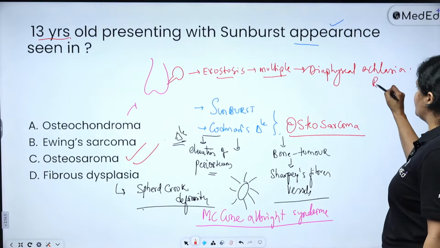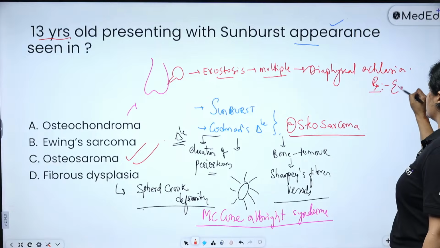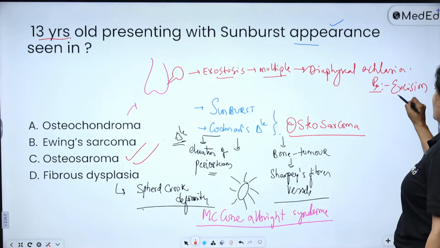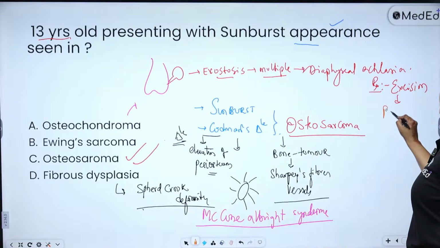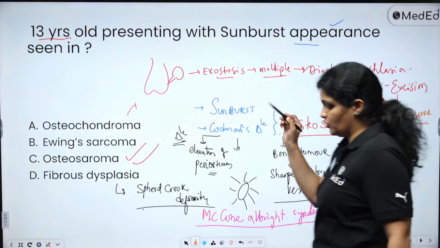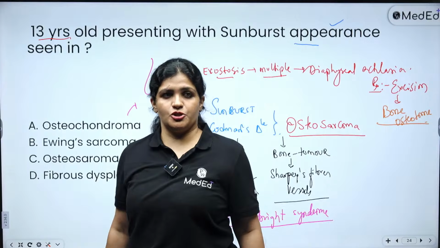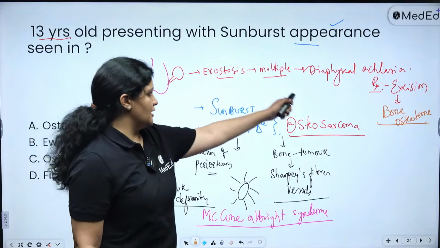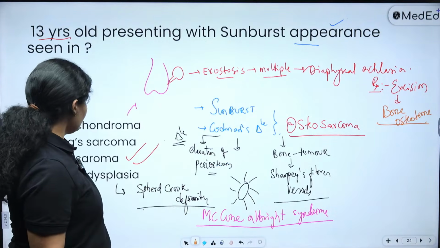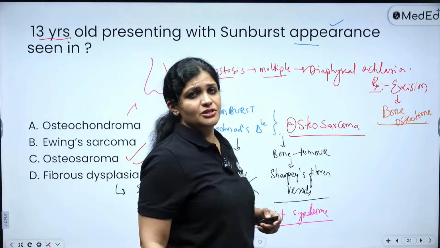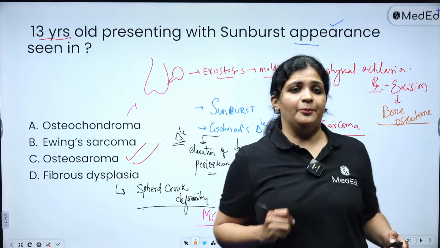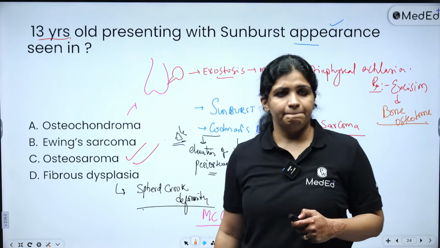What is the treatment for osteochondroma? Excision. So you excise the osteochondroma. What is the instrument which is used here? The instrument used is the osteotome. So the bone osteotome is used. This was asked in the exam: the instrument used in the excision of the osteochondroma is the bone osteotome. Okay, so these are all MCQs. And Ewing sarcoma, you see the periosteal reaction, that is your onion peel appearance. Clear?